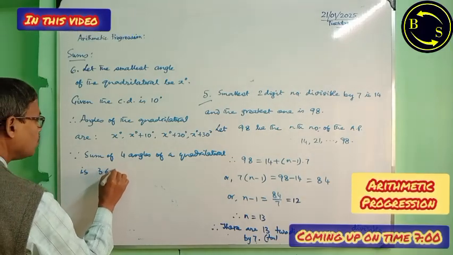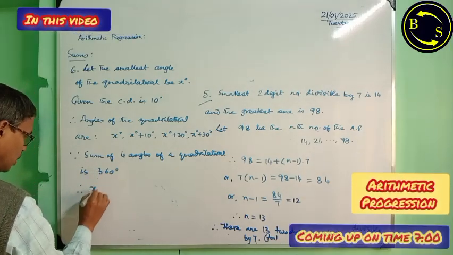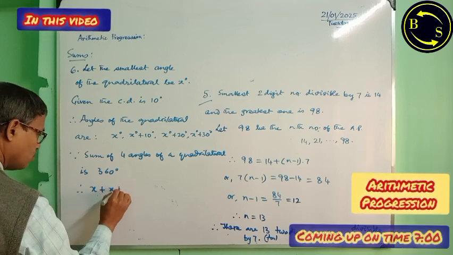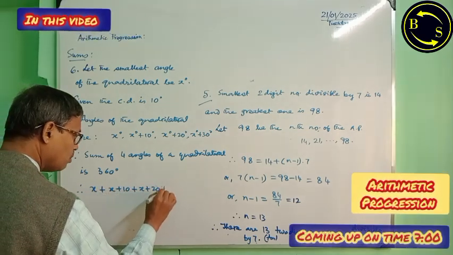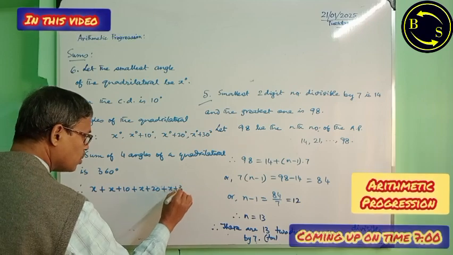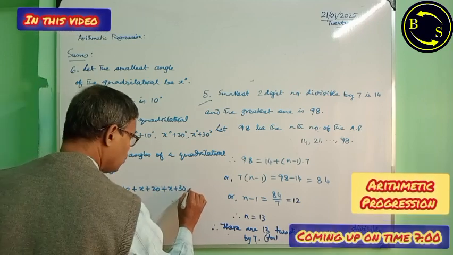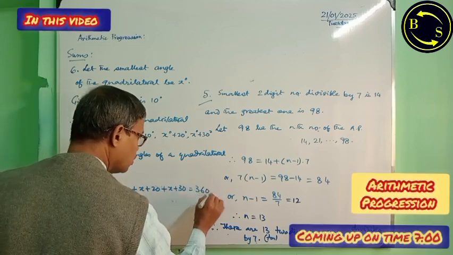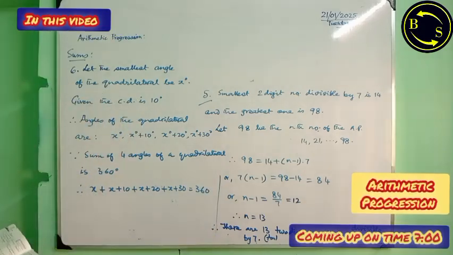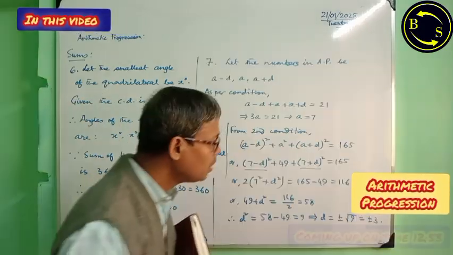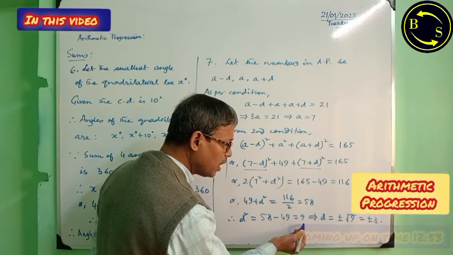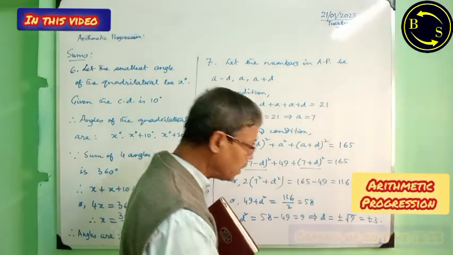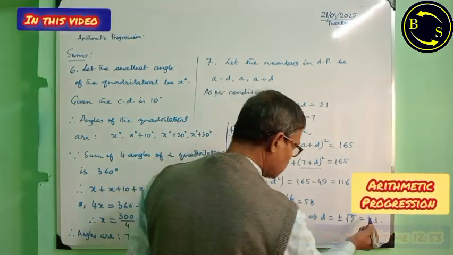360 degree. Therefore, x plus 10, x plus 20 plus x plus 30 is equal to 360. I have removed the unit of the angle. Remember, this is quadratic equation, d square equal to 9. Therefore, it will have two values which are plus minus 3.